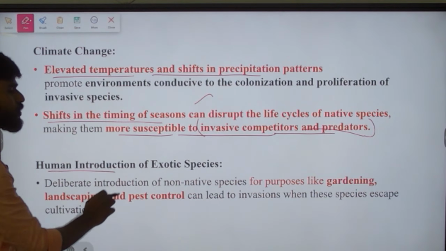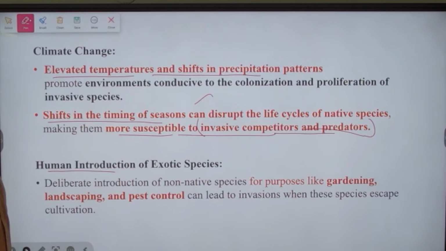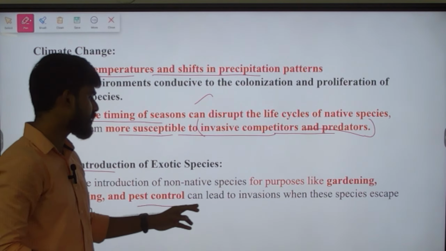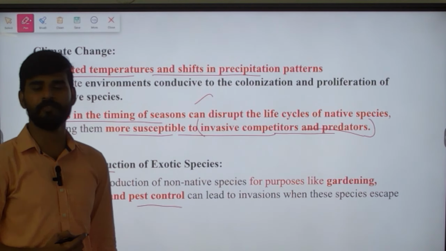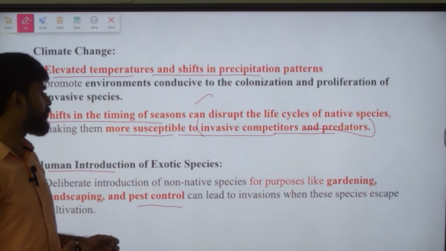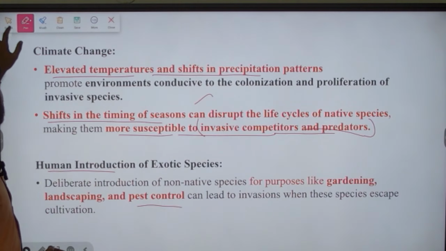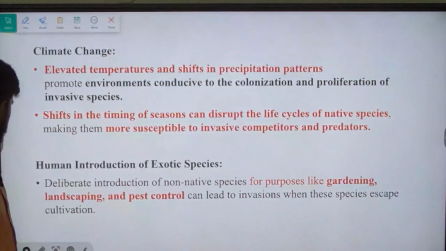There will be higher competition from these invasive species, and they will act as predators. Next, human introduction of exotic species. We already saw this point that for the purpose of gardening, landscaping and pest control, certain invasive species are introduced into newer environments. So climate change is also a reason for the increase in invasive species.